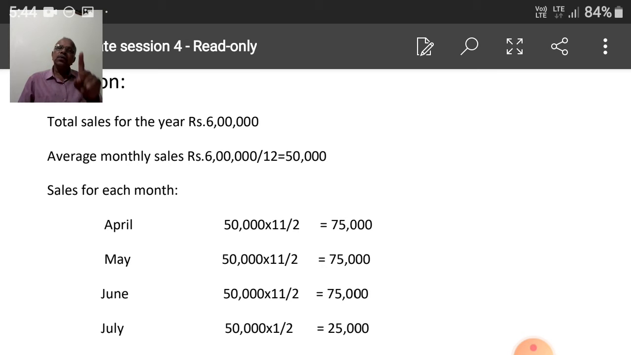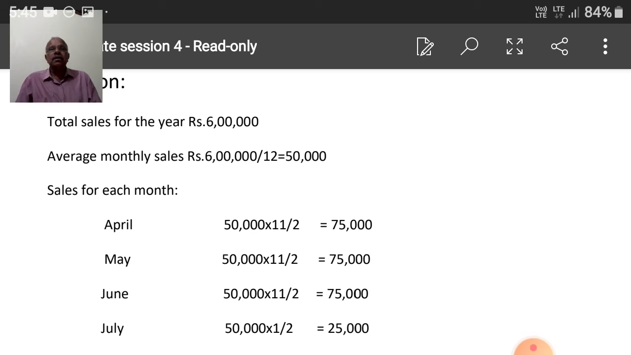Total sales is equal to 6 lakh divided by the number of months in a year, 12 months. 6 lakh divided by 12 is equal to rupees 50,000. Average monthly sales: 6 lakh divided by 12 is equal to 50,000. 50,000 is the average monthly sales.